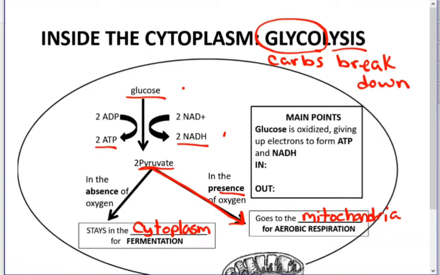Okay, look at your picture. What goes in? Glucose. Now, the other 2 things that go in are NAD plus and ADP. But you guys don't have to write that down. That makes it a little cumbersome. But, you know, your energy carriers have to come from somewhere. The precursors for those energy carriers are ATP and NAD+. But that's not our focus right now.